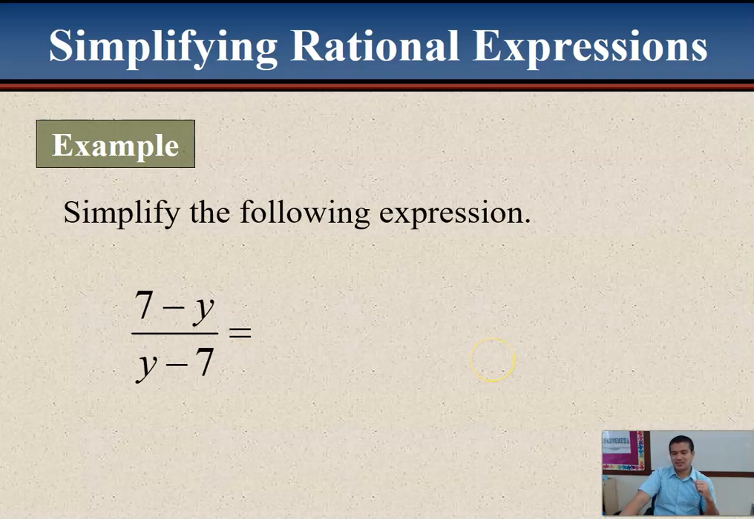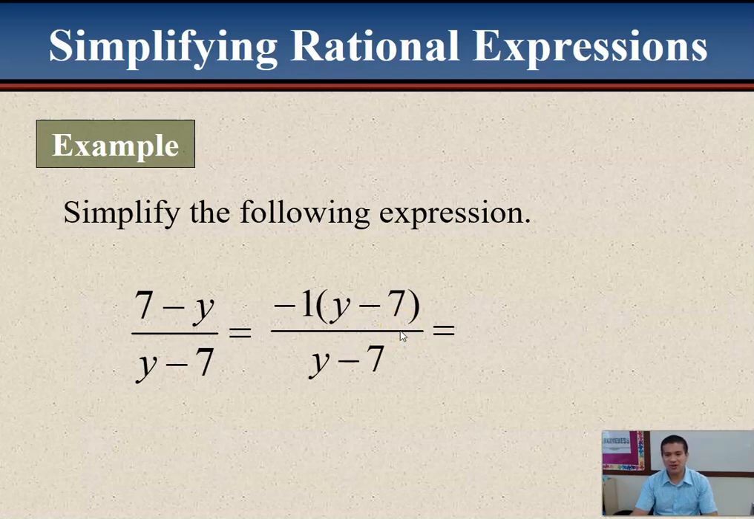Simplifying the following expression. How will we simplify this expression? The first thing you will do is arrange the expression. That will give you negative y plus 7. Then make the variable positive, so we will make this negative 1 times 7 over 7 times, or y minus 7 over y minus 7.